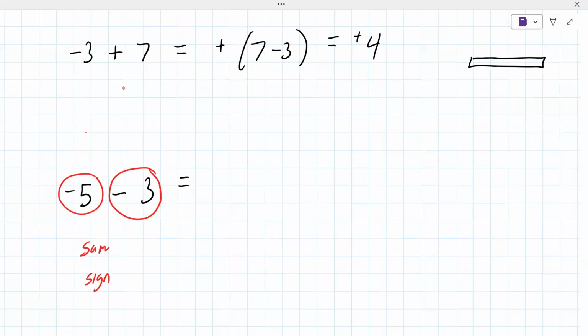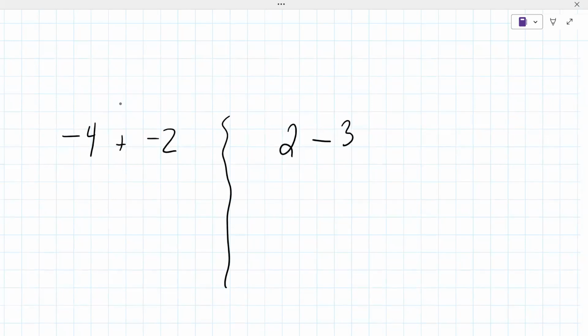What's the rule for same sign? You determine the sign, which would be a negative. Why is it negative? Because they're both negative. Yes. Then what do you do with the numbers? Add them without the sign. So what does this become? -8. Good. Okay.